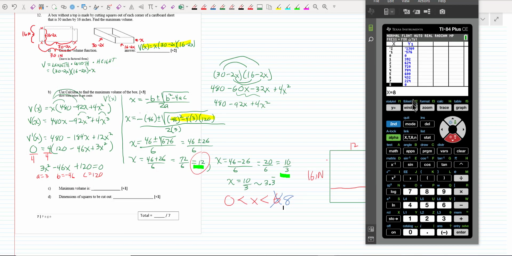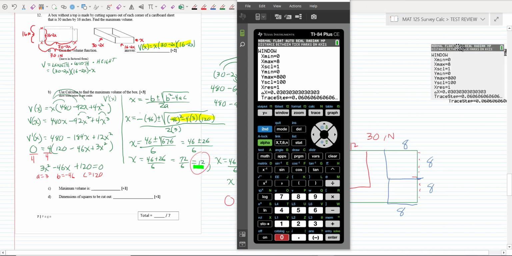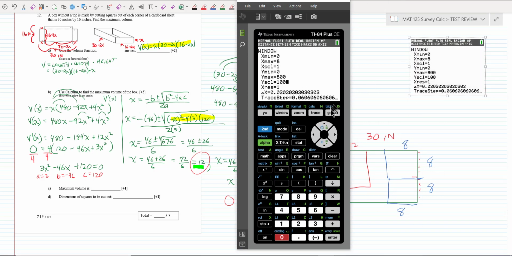Jeez. Okay, so I'm going to make my window go 0 to 8. Again, if I look at my table, this is how I caught my mistake, because I knew that eventually this thing would become 0. The biggest number I see is 720. So I'm going to go 0 to 800 and then scale that maybe by 100. So I'm getting this window just from looking at the table of values to get those y values. Now I'll graph it, and there's my curve.